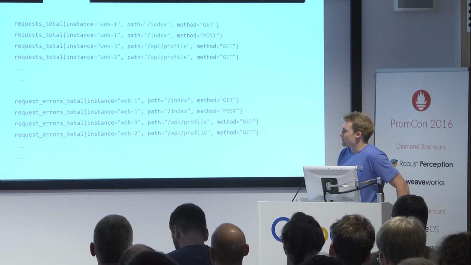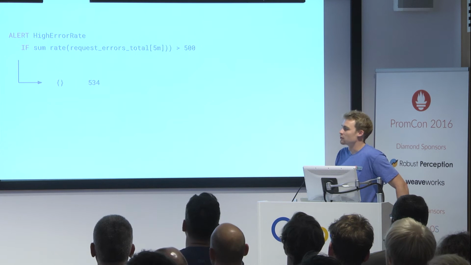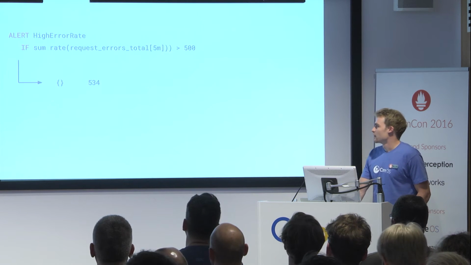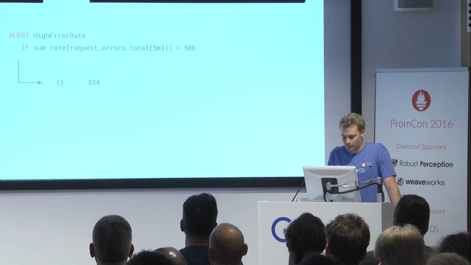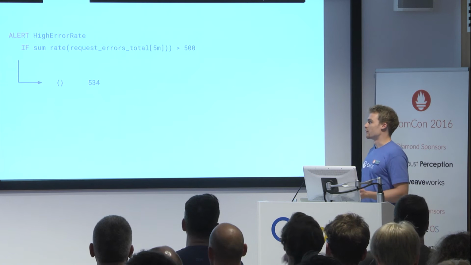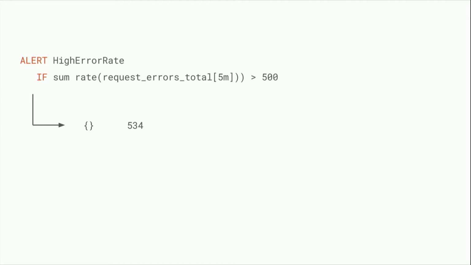And now we want to define, okay, when does my service have too many errors? So we can start out with this. We have an alert, we name it high error rate. And because we want to have this aggregated view, right, we only want to alert if the entire service has an issue, not if a single instance acts up.